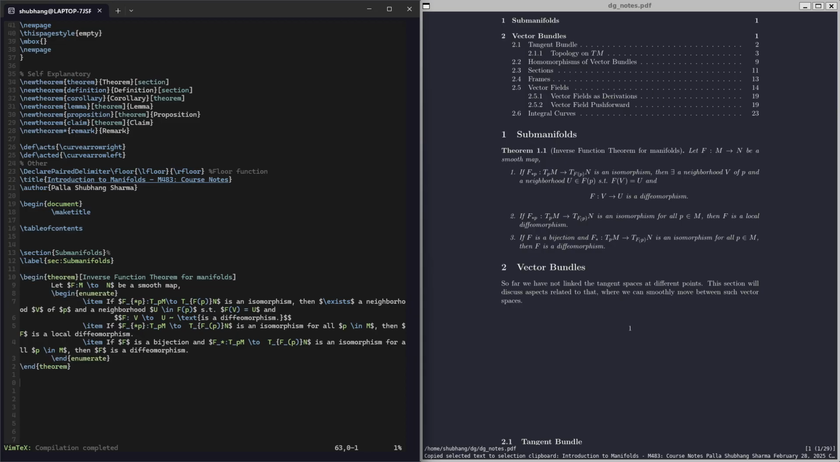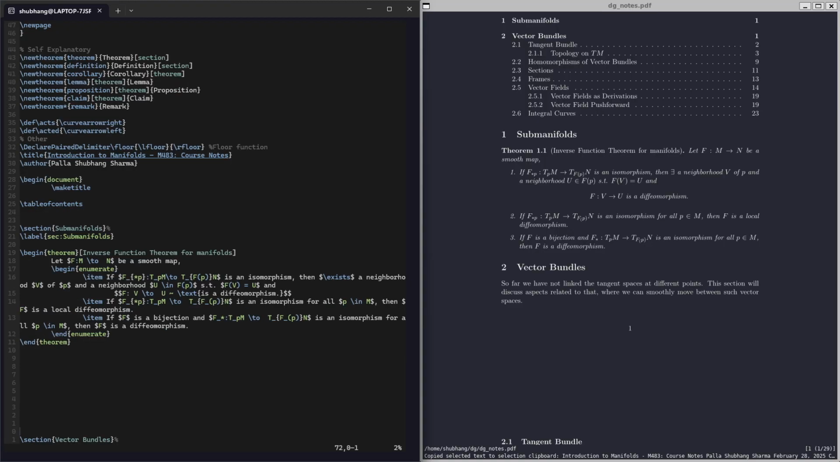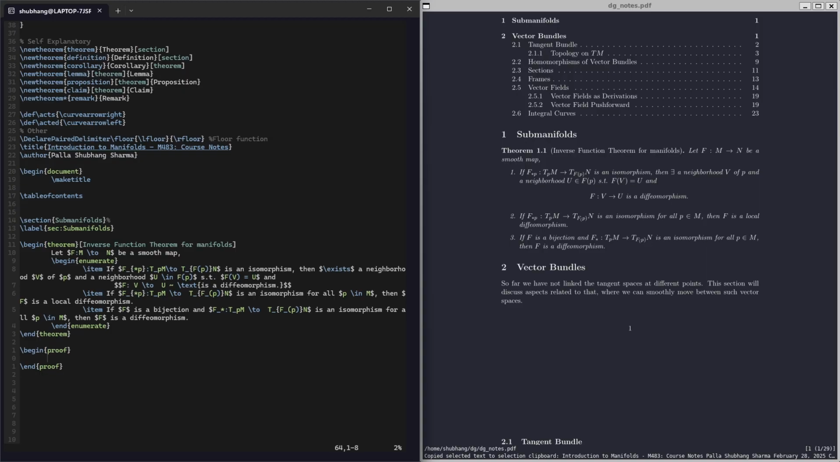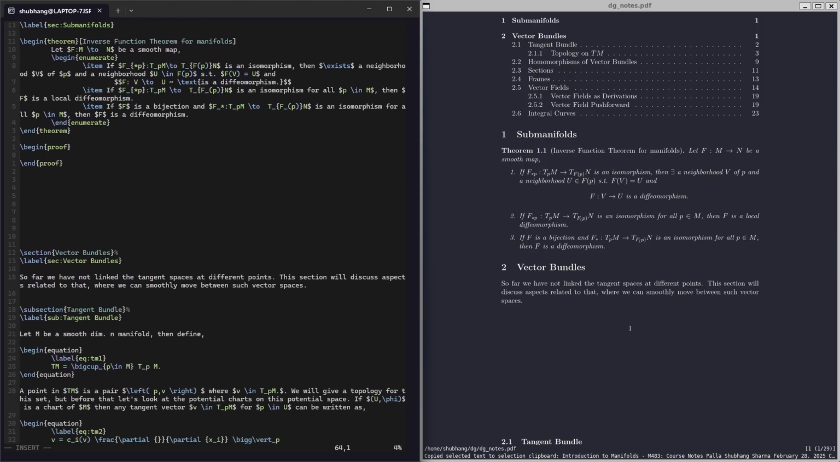Yep, cool. Very nice. Let's look at the proof. It again relies on the inverse function theorem locally in the Euclidean spaces. So, okay, let's go.